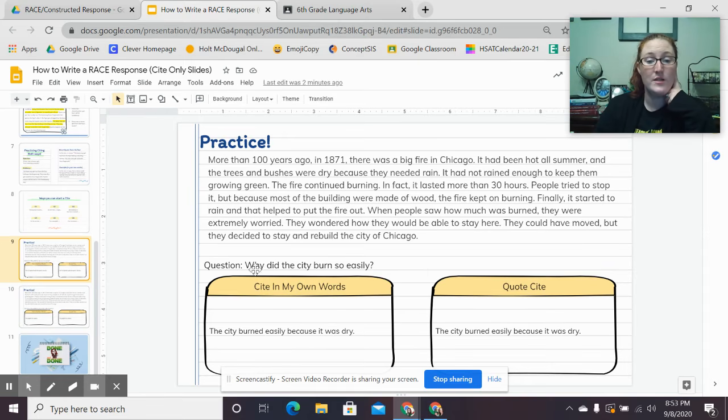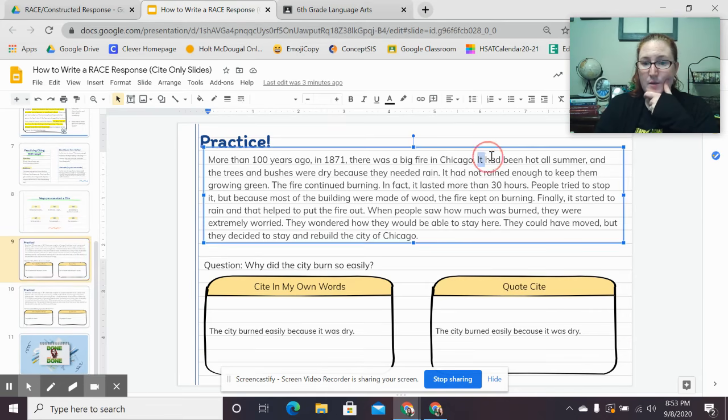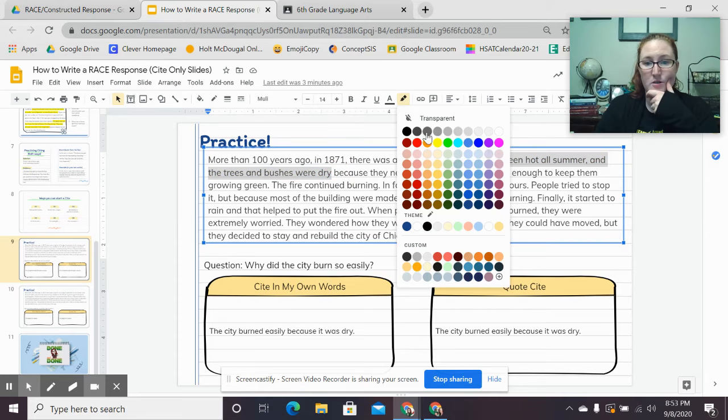Okay, so the question is, why did the city burn so easily? Okay, so here I already put in my restate and answer on both sides. So now I need to add my second sentence. I need to add my citation. So I'm going to go back up here and I'm going to highlight the area that tells me why it burned so easily. So I remember it said it had been hot all summer and that it was dry. So I'm going to highlight that section.